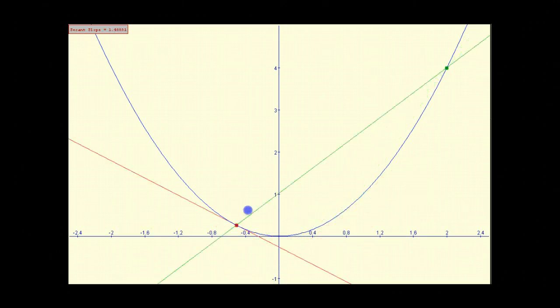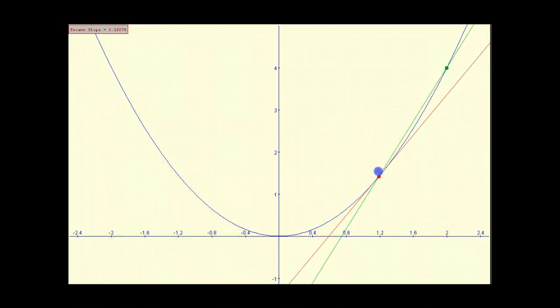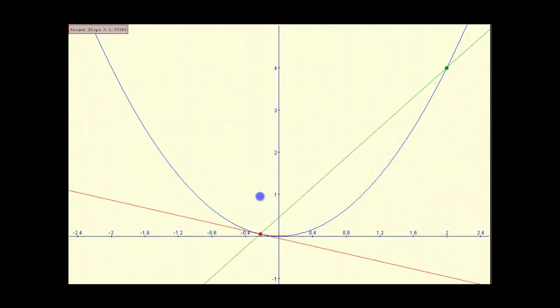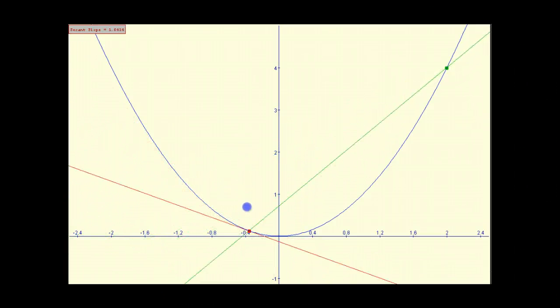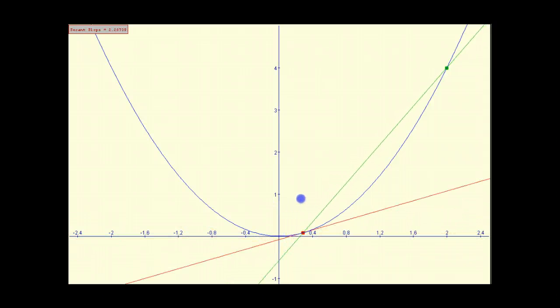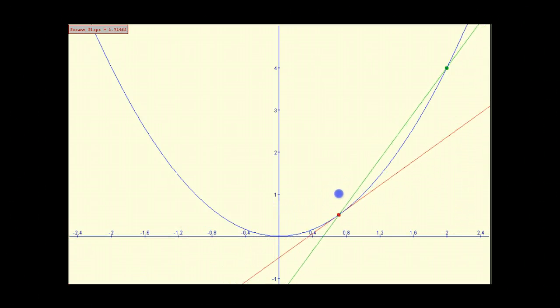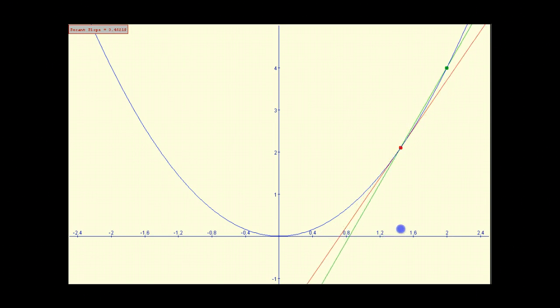And if you notice, I can move the red dot around and it changes the slope of the secant line and it changes the slope of the tangent line as well. Now, what I want you to see here is, as we move these 2 points closer and closer together, what's happening with the tangent line? Well, the secant line is starting to become the tangent line. I can come from either direction, and once those 2 points are overlapping, the secant line has now become the tangent line.